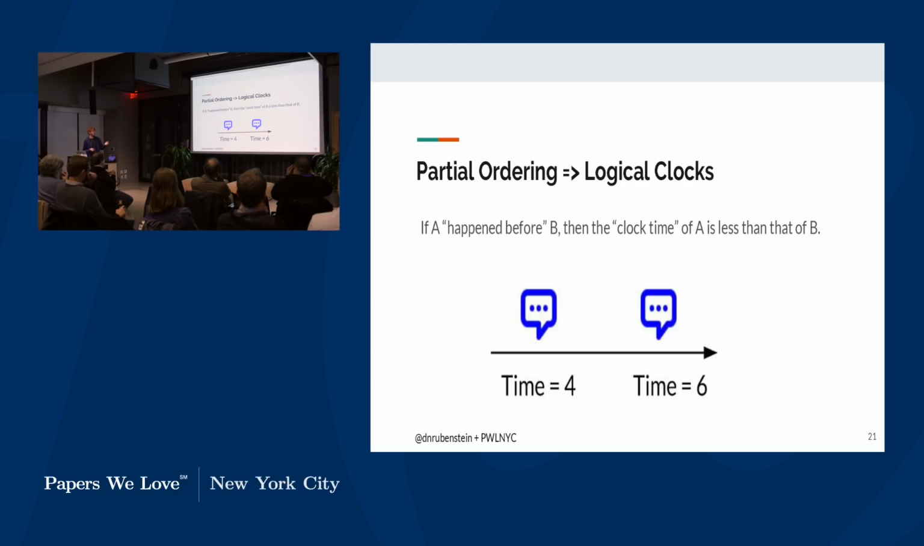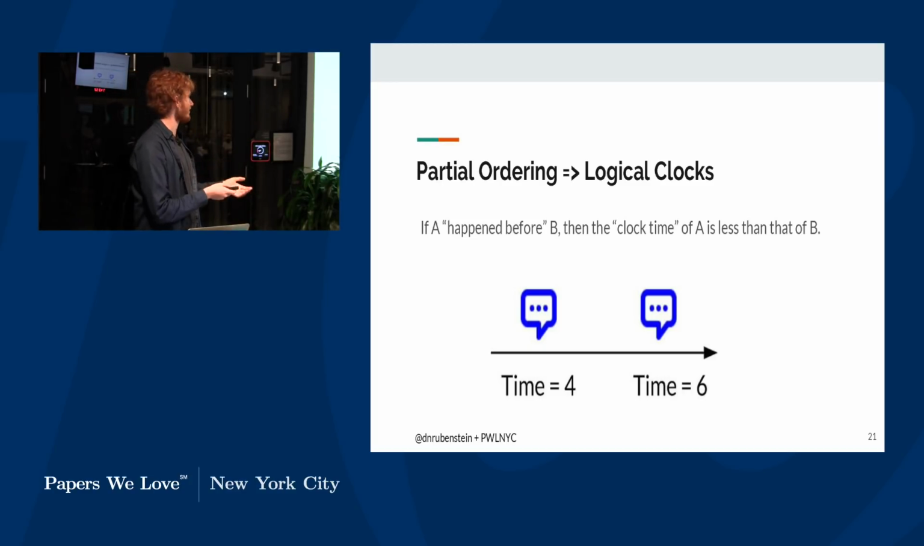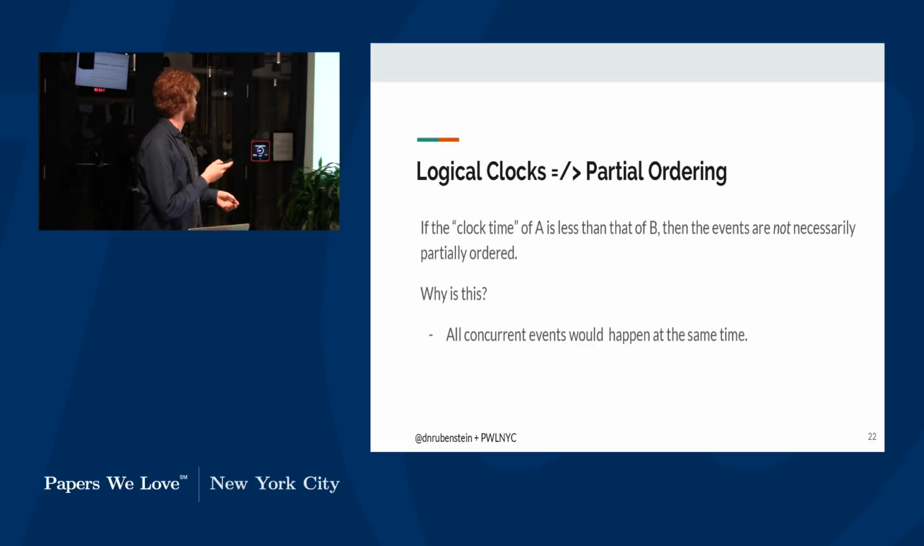So the first thing is that if 2 events are partially ordered, then their logical clocks are also ordered, right? So if A happened before B, we can see that on this process, the event on the left happens before the event on the right. The clock time of the event on the left is less than that on the right. So this is great, hopefully straightforward. But it's not true that the converse holds.